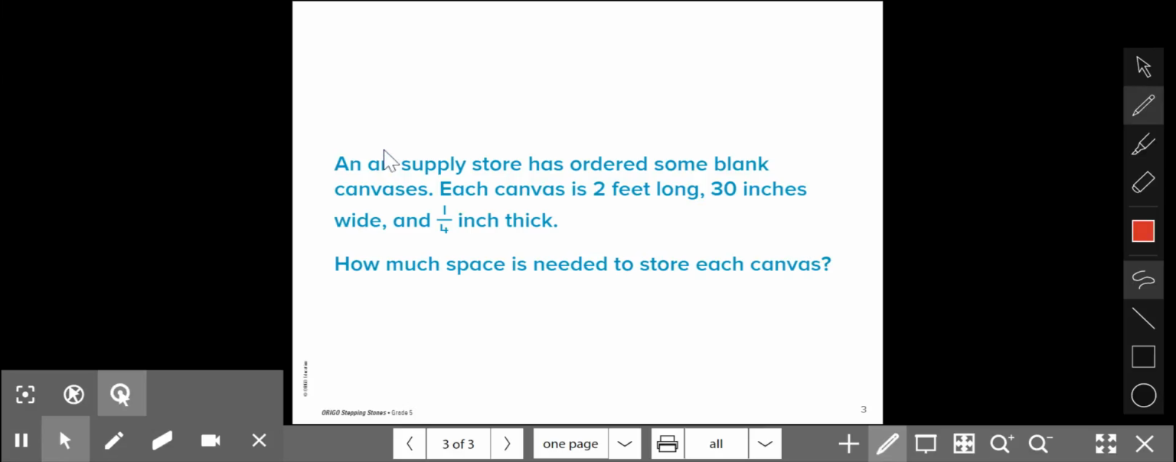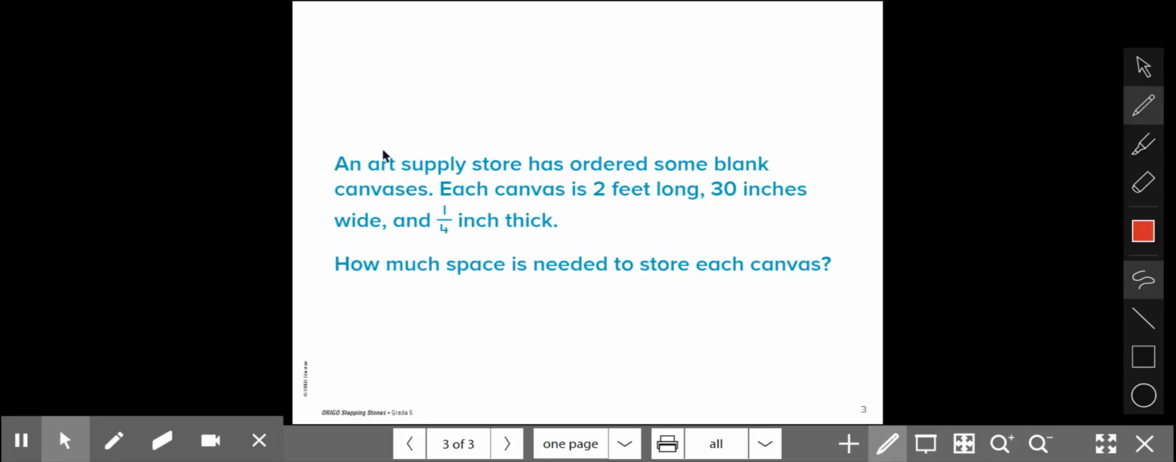Okay, here's a word problem. This kind of helps us get to where we need to be. An art supply store has ordered some blank canvases. Each canvas is 2 feet long, 30 inches wide, and 1/4 inch thick. How much space is needed to store the canvas? All right. So, as I was thinking, we're going to talk about putting paint on this canvas, but we're just trying to figure out how much actual storage space each one of these canvases takes.